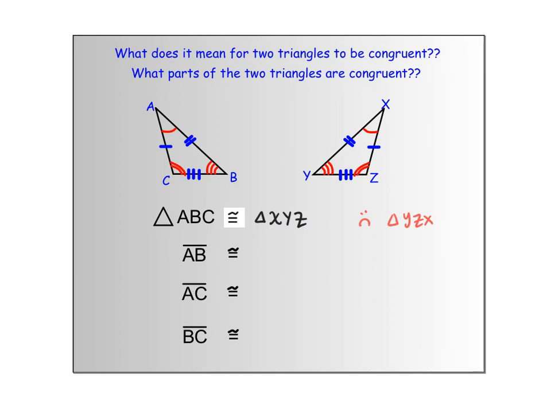As we look at side lengths, side length AB would be congruent to side length XY. Because A and X were congruent angles, we do need that same order. It must be segment XY, not segment YX, because angle A and angle Y were not congruent to each other. Angle A and angle X were. Therefore, segment AC would be congruent to segment XZ. And segment BC would be congruent to segment YZ.